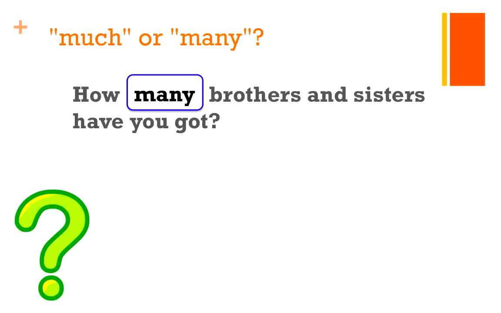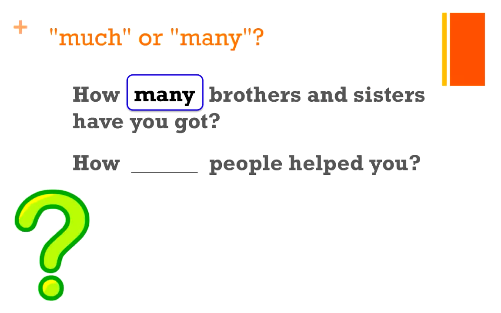Brothers and sisters is, of course, you can count them. You have 2 brothers, 3 brothers, maybe you've got 4 sisters, so we use many. What about the next one? How many people helped you? People here is a plural word, okay? There's 1 person, but it's 2 people, 3 people, 4 people. It doesn't have an S, but that doesn't mean that it's not plural. How many people helped you? Many.